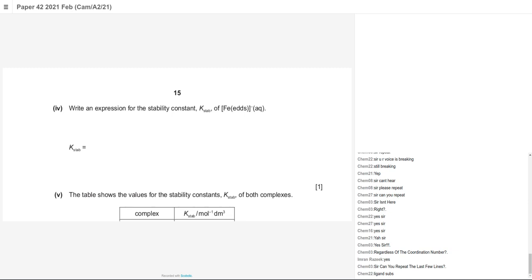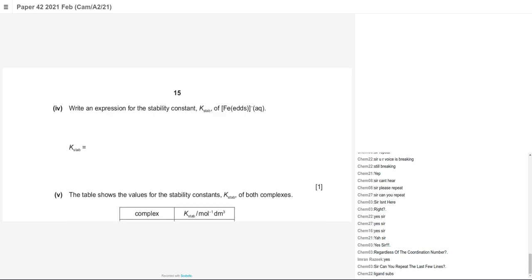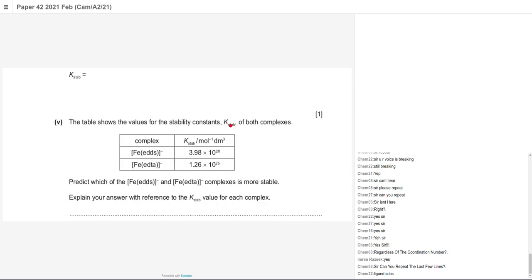Kstab for this reaction: we don't include water. So Kstab for this is the concentration of FeEDDS, with the minus sign inside the bracket. What comes outside the bracket is the stoichiometry. Fe(H2O)6 3+ is inside the bracket, EDDS4- is inside the bracket, and liquid water is not included in the Kstab. The table gives valid Kstab for both complexes.